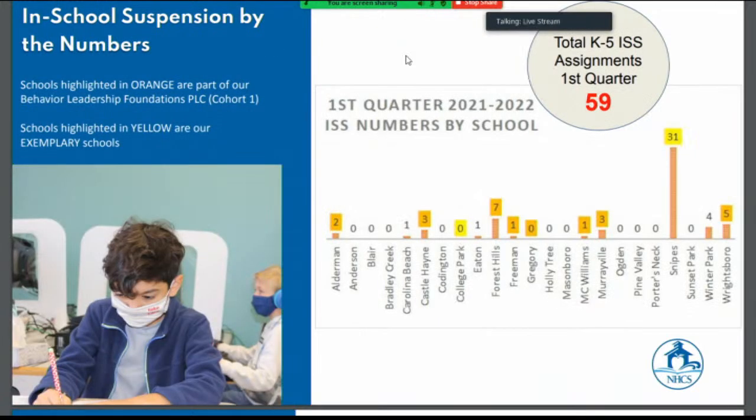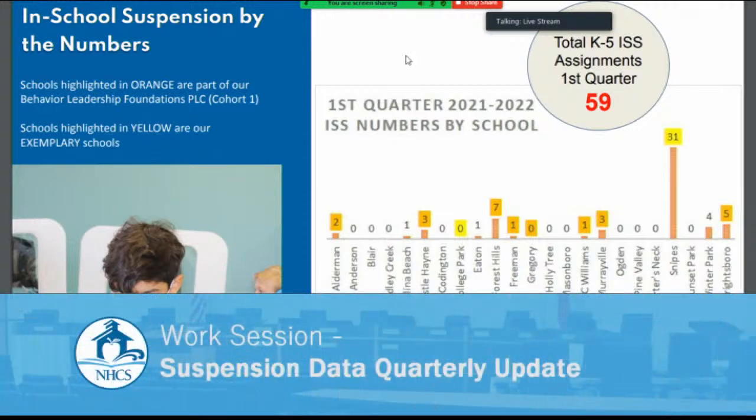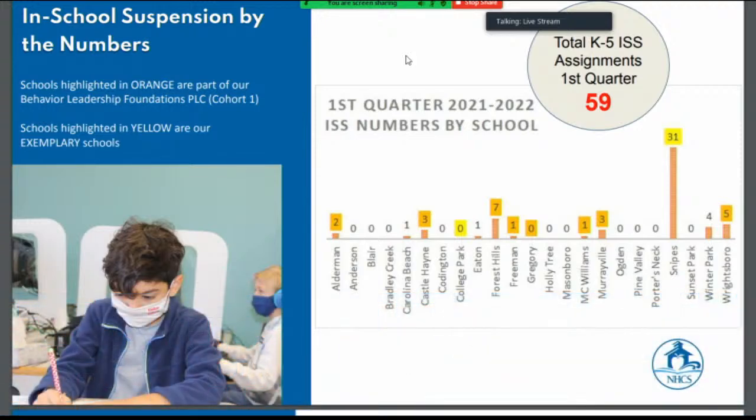So when we move to current, this school year, in-school suspension by the numbers, again, reminding you we have orange versus yellow. Orange are our schools involved in our pilot. We have the total K-5 in-school suspension assignments for first quarter at 59. I want to highlight for you, as you can see, Snipes, one of our exemplary schools, has a higher number. One thing that Snipes is doing in lieu of out-of-school suspension is utilizing their in-school suspension not just solely for removal from the classroom, but also for intervention building. And so they are using a little bit of a different model. So those students are going into in-school suspension.